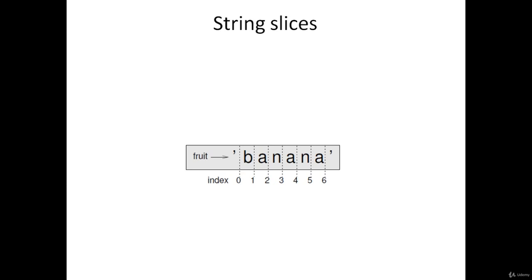fruit = 'banana', fruit[:3] is 'ban', fruit[3:] is 'ana'. If the first index is greater than or equal to the second, the result is an empty string, represented by two quotation marks. fruit = 'banana', fruit[3:3]. An empty string contains no characters and has length 0, but other than that it is the same as any other string.